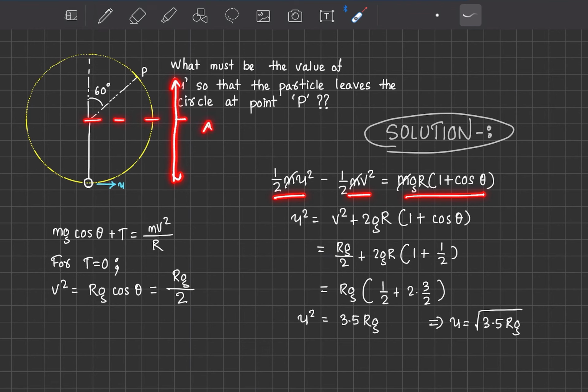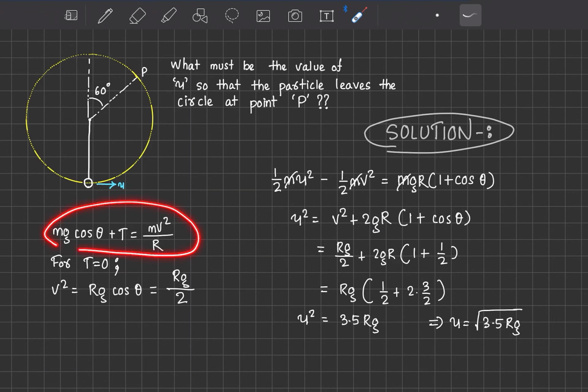where in this case the elevation is r and this value, which is r cos theta. As this is r, this is theta, so this value will be r cos theta. So our elevation h will be r into 1 minus cos theta. From this equation we get u square equals v square plus 2gr into 1 minus cos theta. Now in our original equation, putting T equals 0, we have v square equals rg cos theta. The m here got cancelled, so v square equals rg cos theta, and in this problem theta is 60 degrees, so cos 60 is 1 by 2, so v square equals rg by 2.